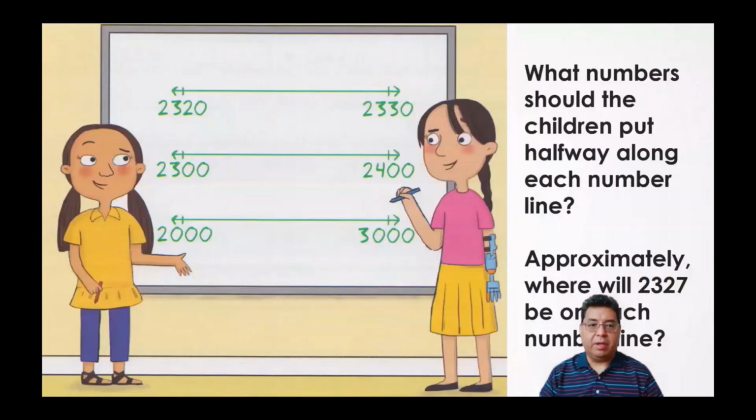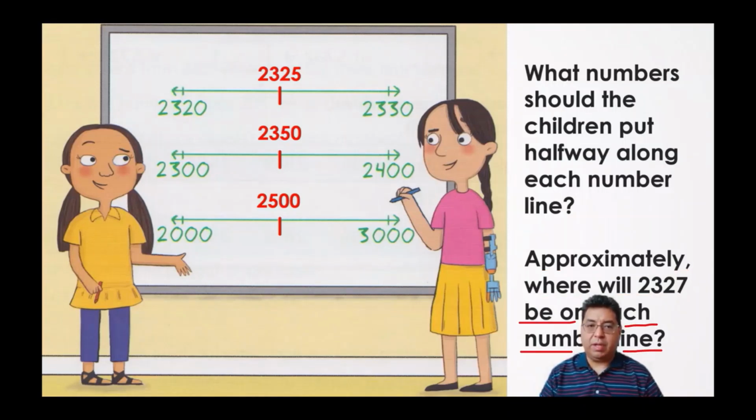So I've got this number line up, 3 of them actually, and the first question says, what numbers should the children put halfway along each number line? Okay, so what number goes in the middle here? All right, so roughly here's the middle, and then what would the first number be on that number line? Well, it would be 2,325. For the second one, it would be 2,350, and then for the third one, it would be 2,500.